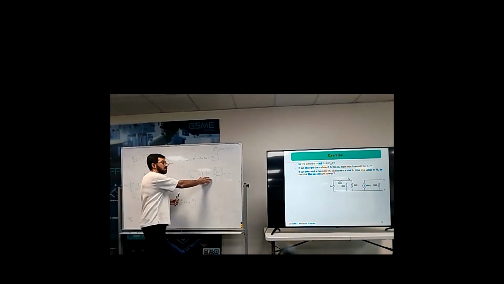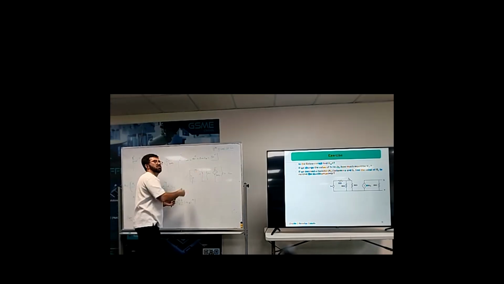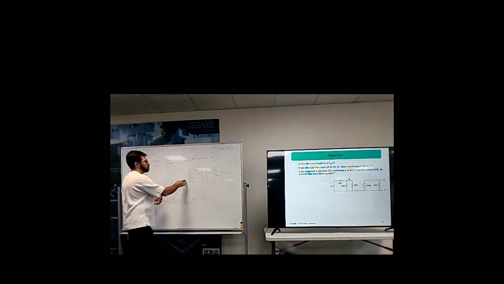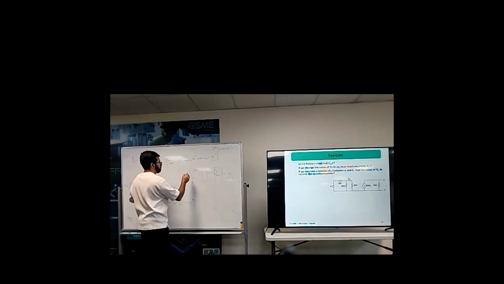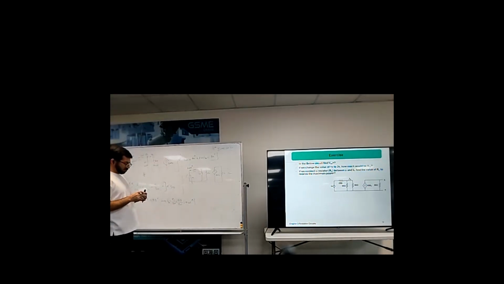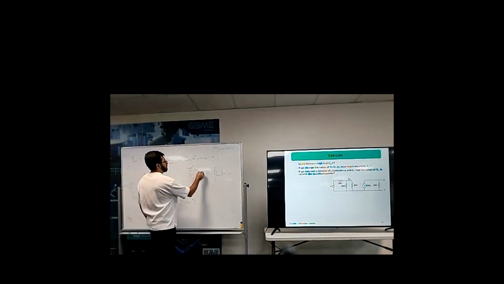So how much resistance am I seeing from this source? 50 parallel 50 is 25, plus 25 is 50. 2 over 50 means 0.4 amp, or 40 milliamp. And it should be divided by 2.